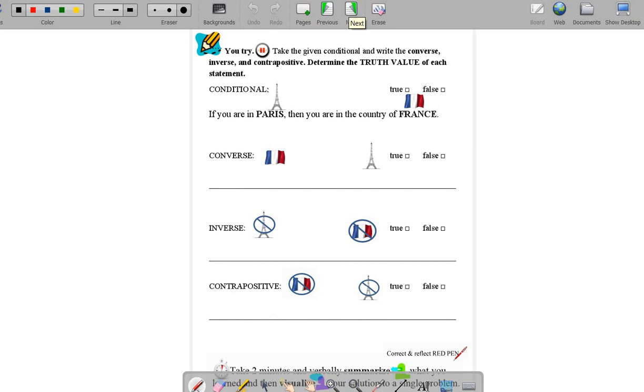All right. In this statement, what I want you to do is take this original conditional. If you're in Paris, then you're in the country of France. That's the original conditional. Now, that is a true statement because Paris is in France. I'd like you to write the converse, the inverse, and the contrapositive of the statement and check whether or not each is true or false. Pause the video.